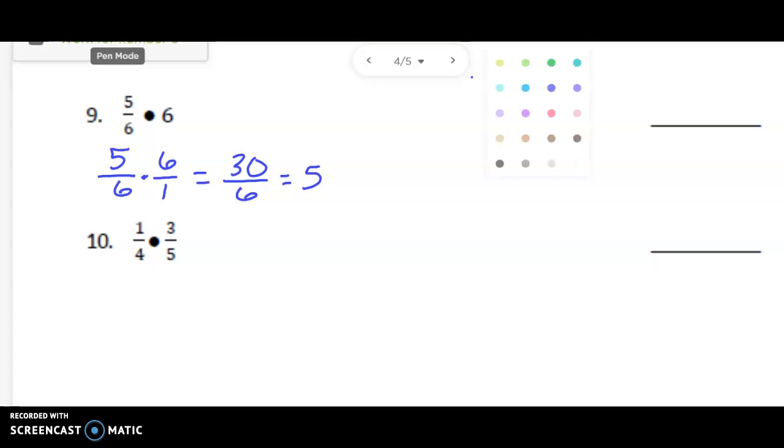Or I could have cross-simplified. Look at the 6's. See the diagonals? If I put 6 and 6 in a sled, what can I pull out? I can pull out a factor of 6. 6 divided by 6 is 1. 6 divided by 6 is 1.